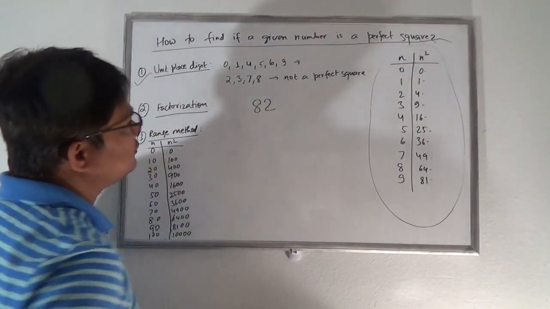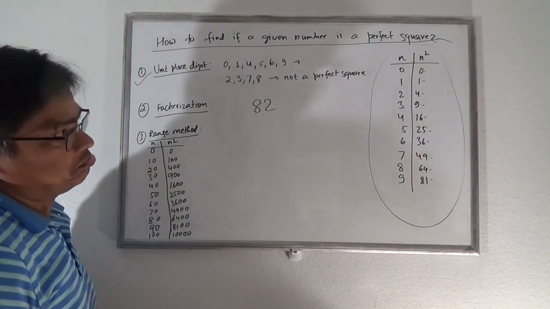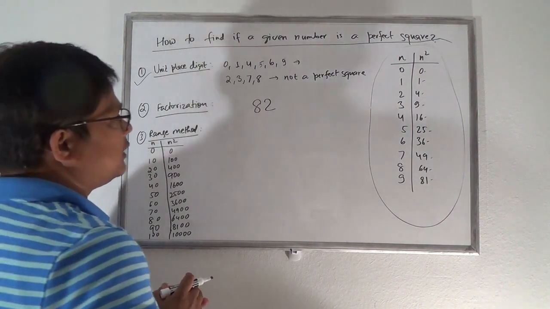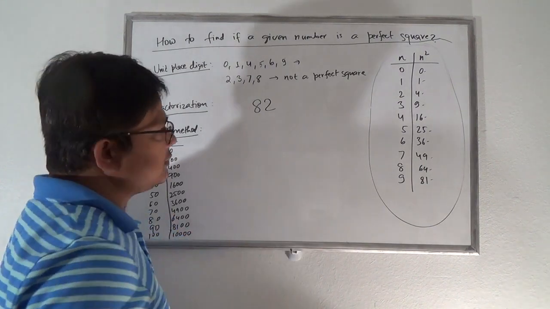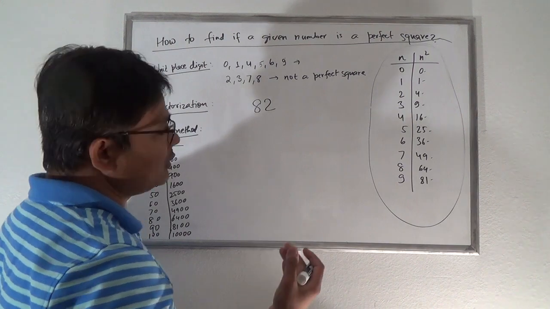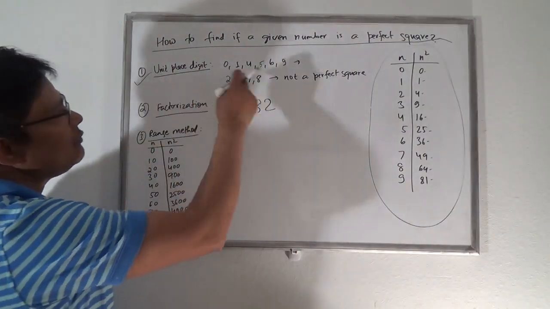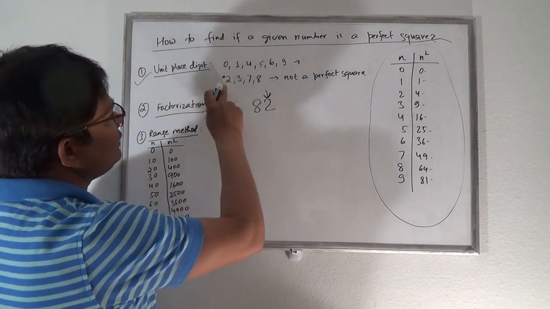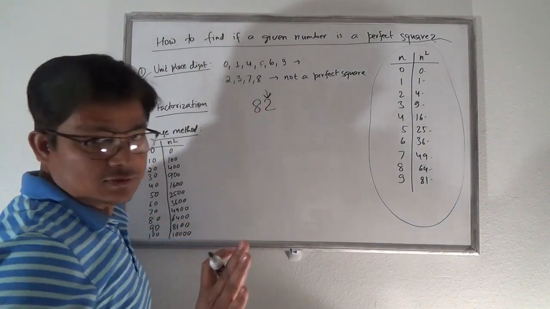If I ask you, is 82 a perfect square? What will you do? Okay, let me start dividing by 2, find all the factors, and then find whether it's a perfect square or not. No, we don't have to do that. The first approach: just look at the digit at the unit place. If it's 2, 3, 7 or 8, it's definitely not a perfect square.